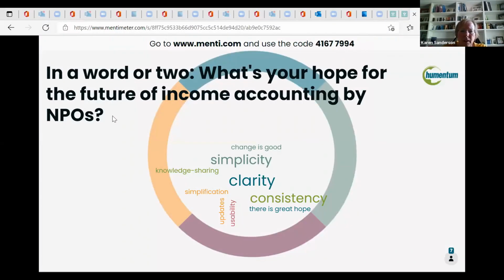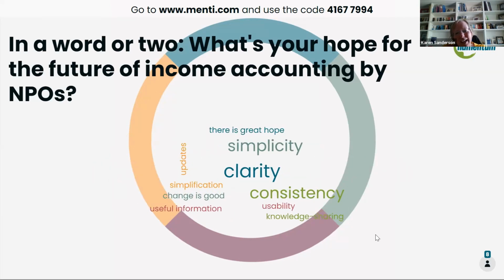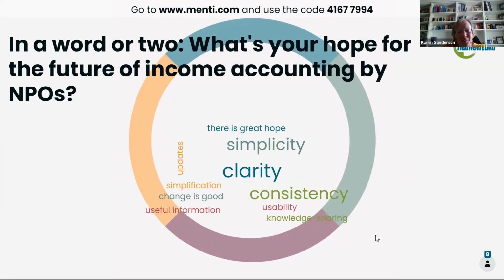Here we go. Okay, so if you can use the code 41677994, you'll see that there are some words in there already. We ran a webinar very early this morning, and these are some of the words that came up from that discussion. You don't have to use one of the words that is there, but it would be good to get your thoughts if you can add some words to that. Great. Some words appearing here. Just give you a couple of minutes to do that.